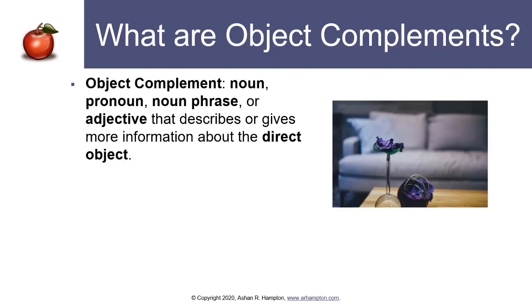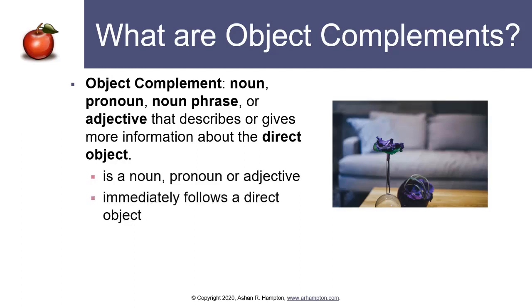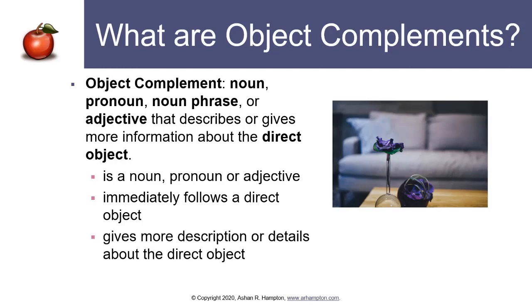An object complement is a noun, pronoun, noun phrase, or adjective that describes or gives more information about the direct object. Again, an object complement is a noun, pronoun, or adjective. An object complement immediately follows a direct object. An object complement gives more information or details about the direct object.